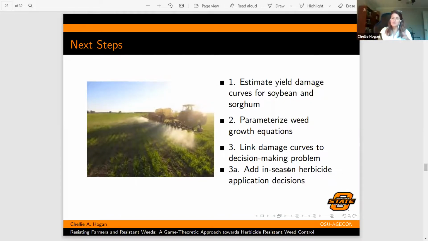But the next steps would be, first, to estimate yield damage curves for soybean and sorghum. The second is to parameterize weed growth equations, which will govern that yield penalty. The third is to link all the damage curves with the decision-making problems. And then the third, point A, is to add in-season herbicide decisions that should affect your weed growth and your weed levels.